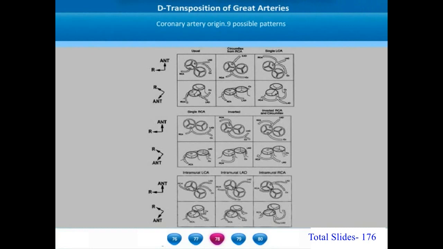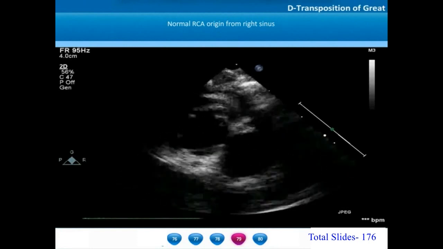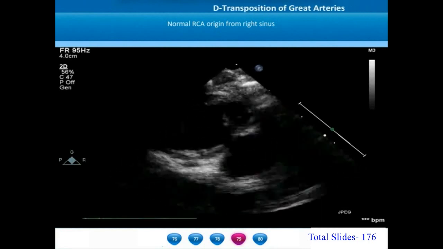Some of the serious types of abnormalities in coronary arteries are intramural coronary arteries. These will pose significant problems in performance of arterial switch operation. The coronary arteries are best identified on parasternal short axis view.